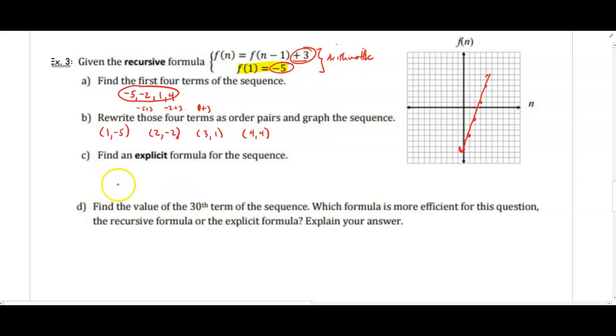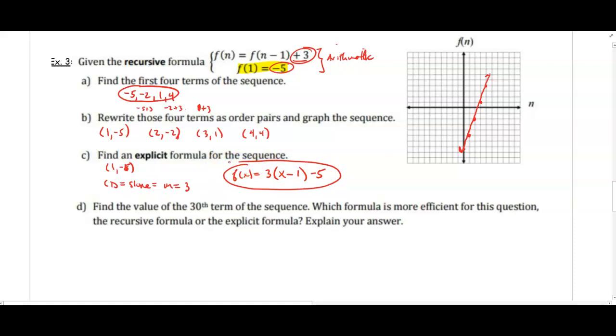Now the explicit rule. If I take one of the ordered pairs, say (1, -5), what is my common difference? That tells me my slope, and my slope m is basically what am I adding or subtracting each time? 3. So my explicit rule would be my slope of 3 times x minus, what's the x coordinate of the ordered pair? 1. And then what's my output y for that ordered pair? Negative 5.